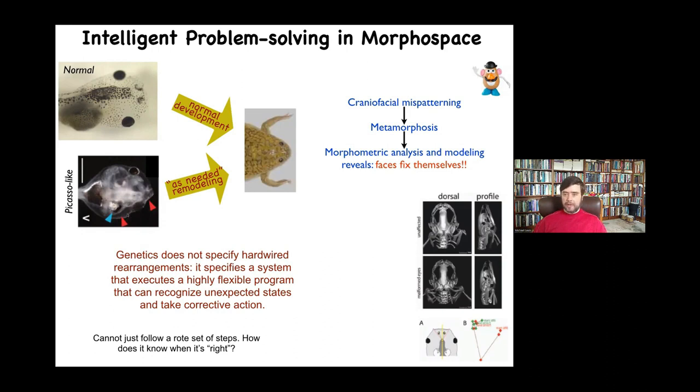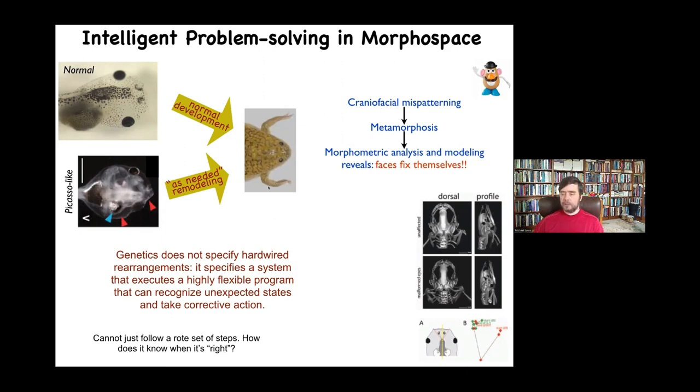So we made a scrambled, we call these Picasso tadpoles. We scrambled the face. So the eyes off to the side of the head, the jaws are on top of the head, everything is mixed up. And what we found is that these animals make largely quite normal frogs. All of this stuff moves in abnormal paths and abnormal configurations to get to the same final goal. In fact, sometimes they go too far and they actually have to double back. They have to come back a little bit.